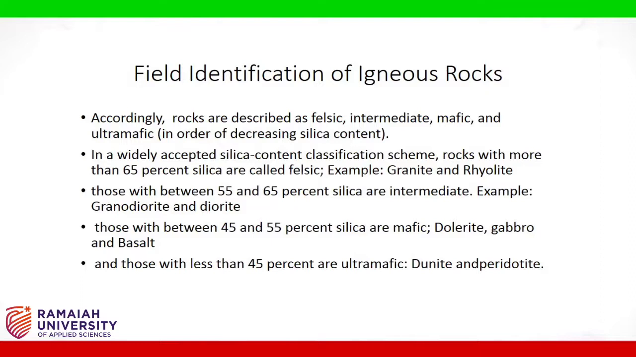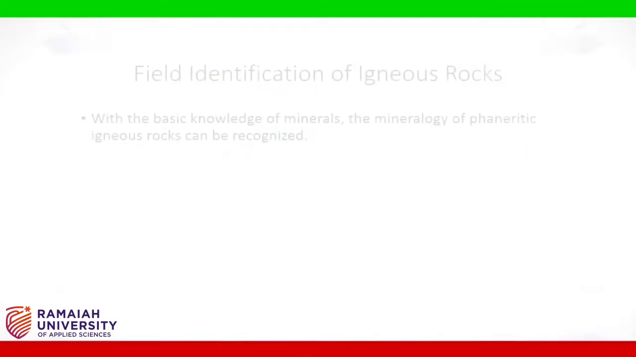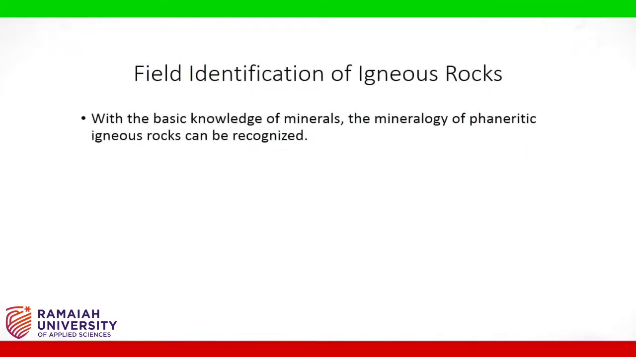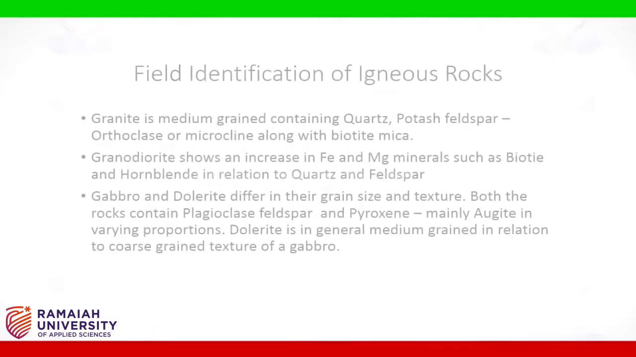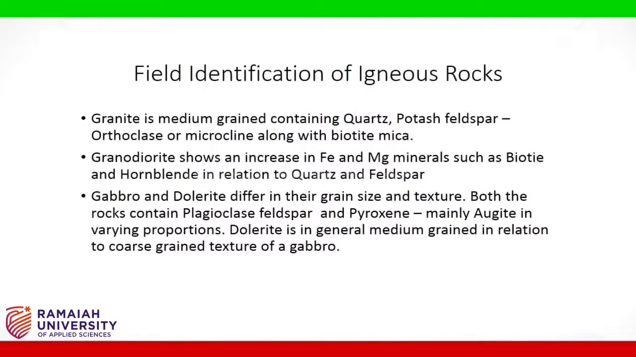Examples, dunite and peridotite. With the basic knowledge of minerals, the mineralogy of phaneritic igneous rocks can be recognized. Granite is medium-grained containing quartz, potash feldspar, orthoclase or microcline along with biotite mica. Granodiorite shows an increase in iron and magnesium minerals such as biotite and hornblende in relation to quartz and feldspar.